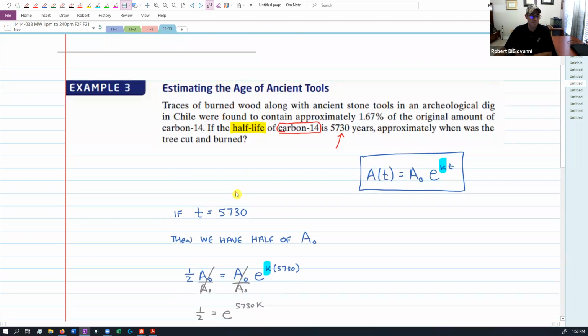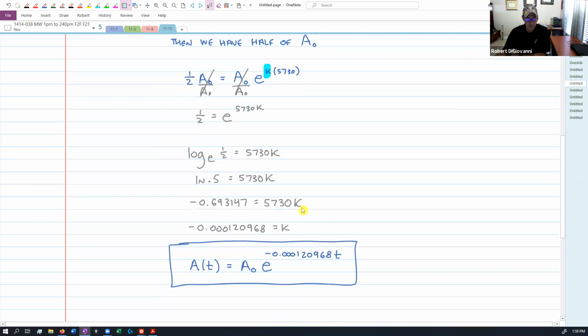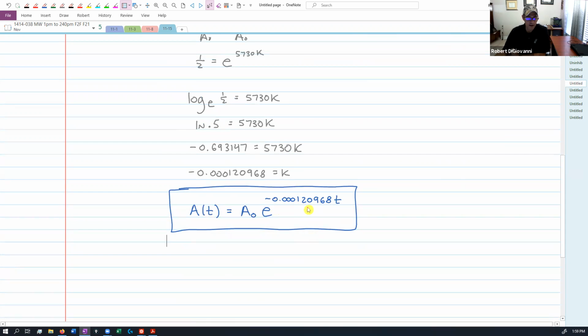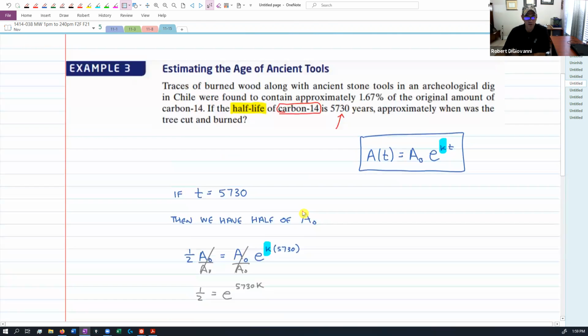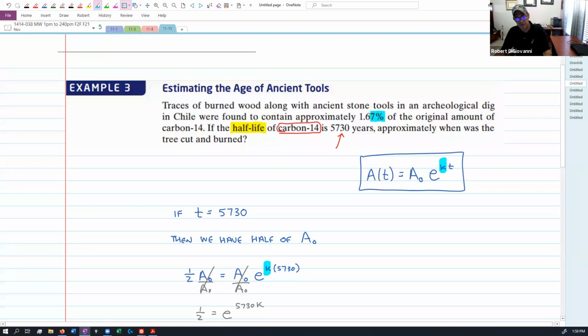So now let's get to the question. Traces of burned wood along with ancient stone tools in an archaeological dig in Chile were found to contain approximately 1.67% of the original amount of carbon-14. If the half-life of carbon-14 is 5,730 years, approximately when was the tree cut and burned? So we have the master formula, and we found the decay rate. Now what we need to do is use this 1.67% somehow to determine how old this thing is.